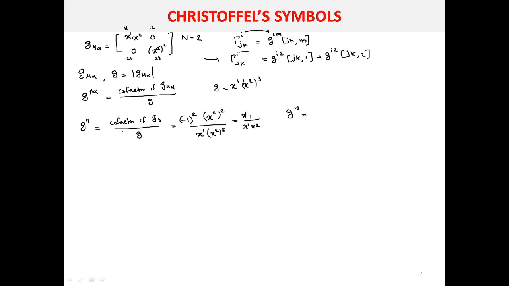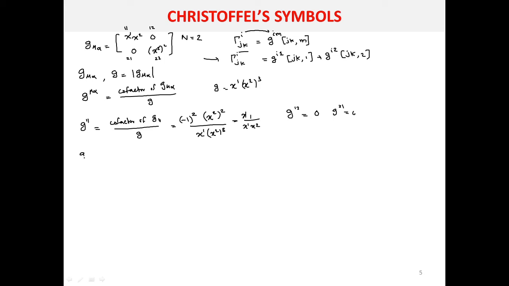Similarly you can calculate the value of g^12. When you are calculating the value of g^12, the cofactor of g12 will be 0, so its value is 0. Similarly, when you calculate g^21, when you remove this particular row and this particular column, what you will get is 0. So g^12 equals 0 and g^21 equals 0. Actually, this conjugate metric tensor is symmetric. So if g^12 is 0, g^21 will be 0.